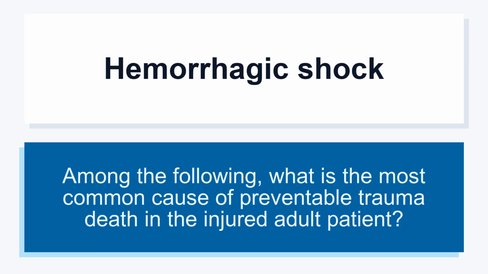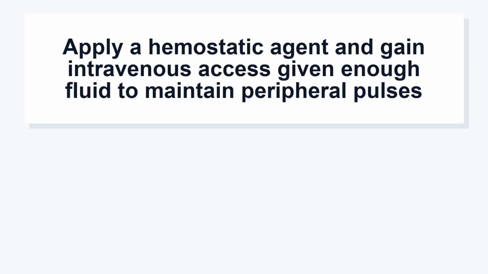Among the following, what is the most common cause of preventable trauma death in the injured adult patient? Apply a hemostatic agent and gain intravenous access, giving enough fluid to maintain peripheral pulses.